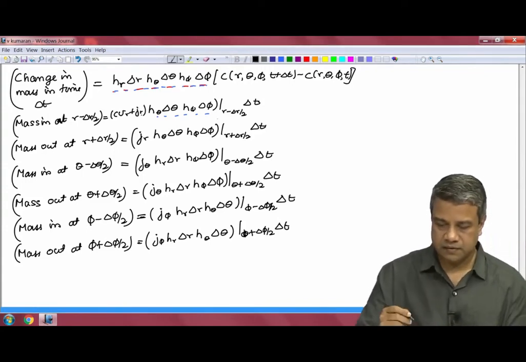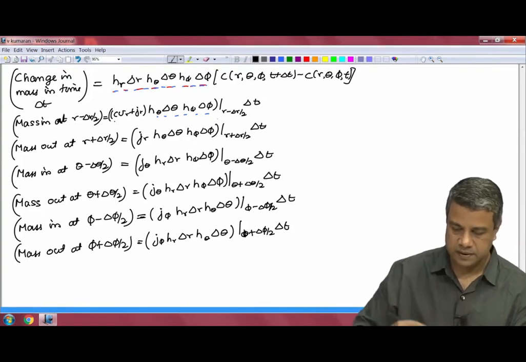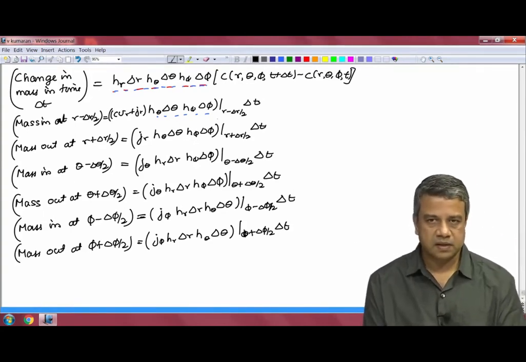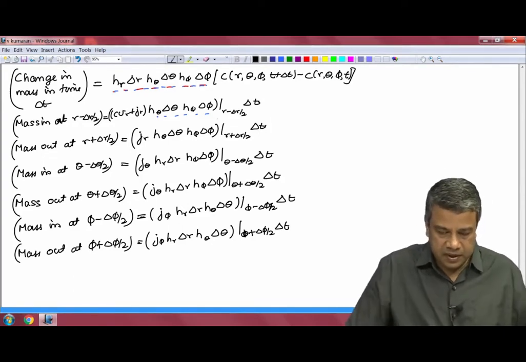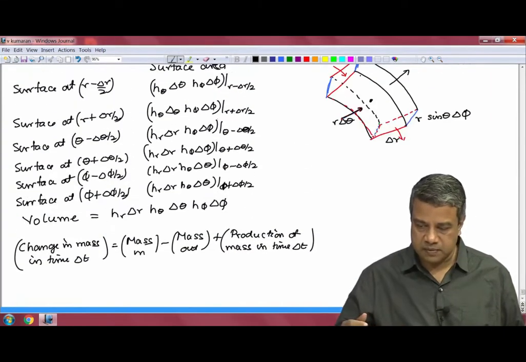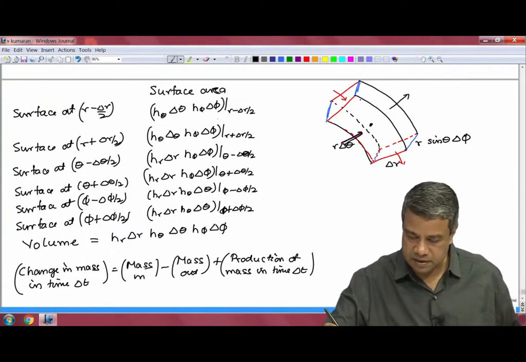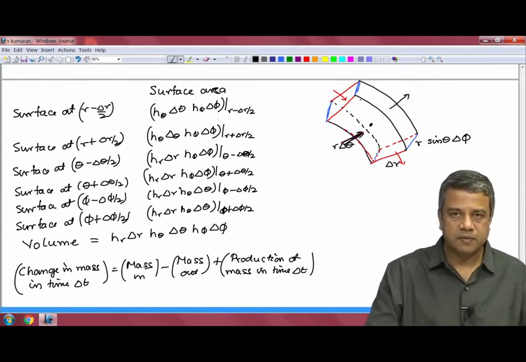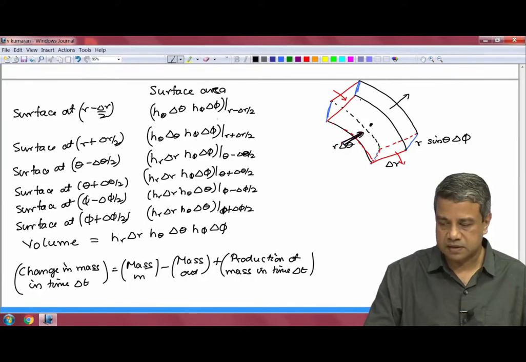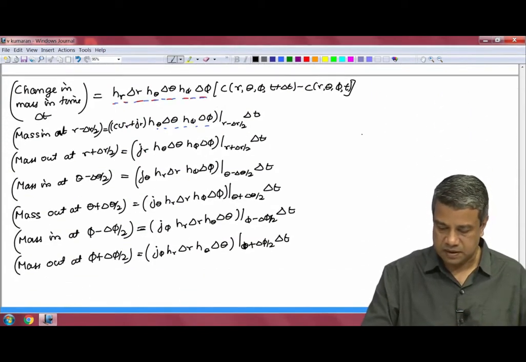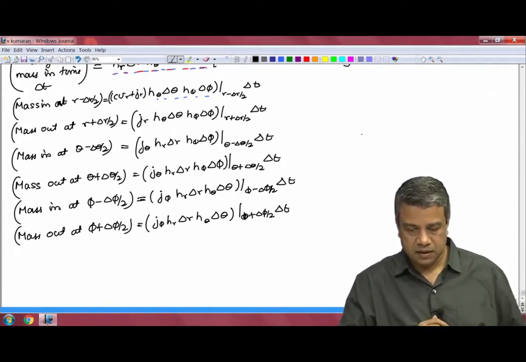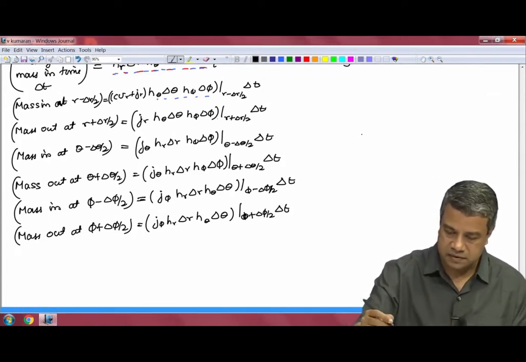The sum of the convective and the diffusive fluxes. C times Vr, concentration times the velocity perpendicular to the surface. At the surface at r, the velocity perpendicular to the surface is in the plus r direction. So, C Vr plus Jr, the diffusive flux, times the surface area, h theta delta theta times h phi delta phi.